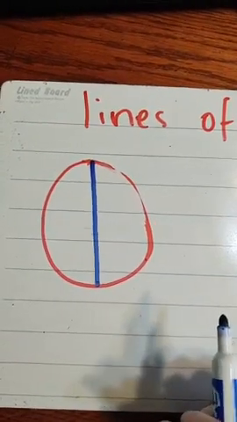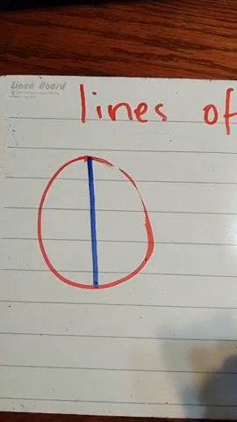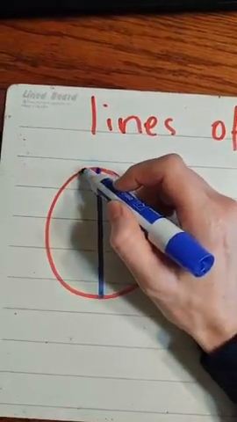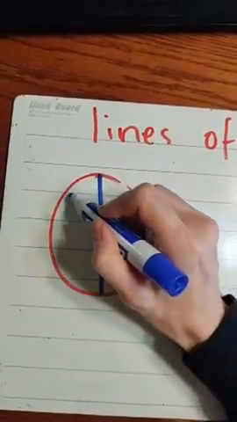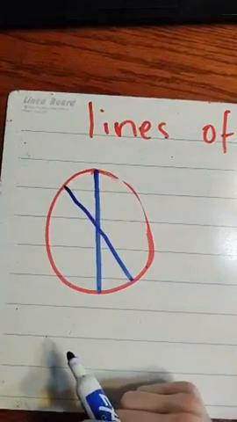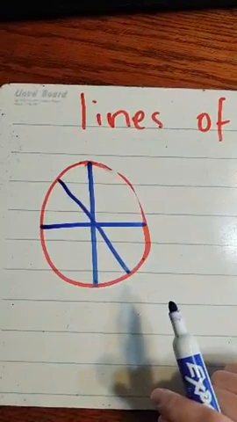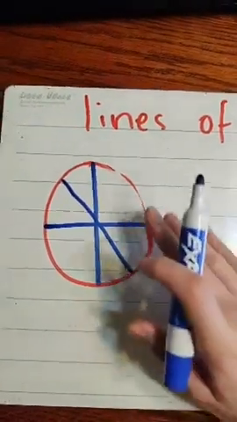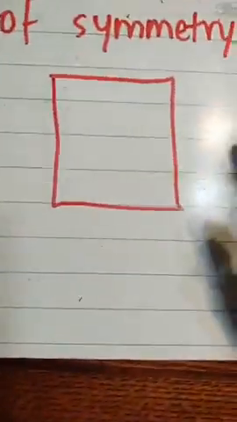Now, can a shape have more than one line of symmetry? Yes, it can. For example, this circle I said has a lot of lines because I could think about a clock and I could go 11 and 5 and draw my line. And it would still fold over exactly on each other. Or 9 and 3, and it would fold over exactly on each other. Okay? So a shape can have more than one line of symmetry. A circle has many, many, many lines of symmetry. But now let's move on to a square.